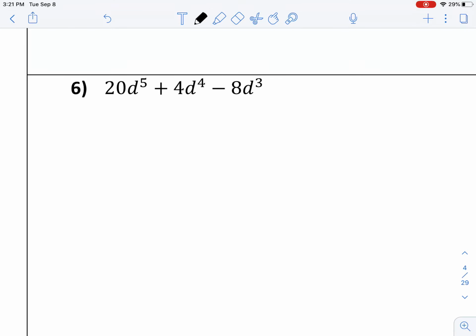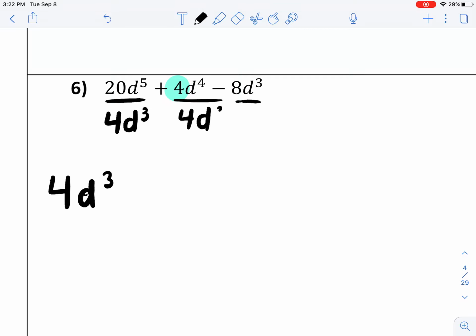Number 6. All right, so our smallest coefficient is 4, so I'm going to try dividing 20 by 4 and 8 by 4. So I know 20 can be divided by 4 because that's 5. 5 times 4 is 20. And 8 can be divided by 4 as well. So that means that 4 does work. 4 is our GCF. And my smallest exponent is 3, so that's 4d cubed.